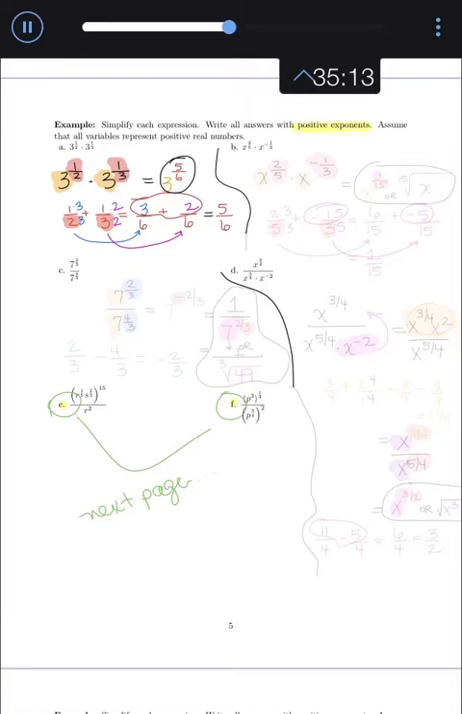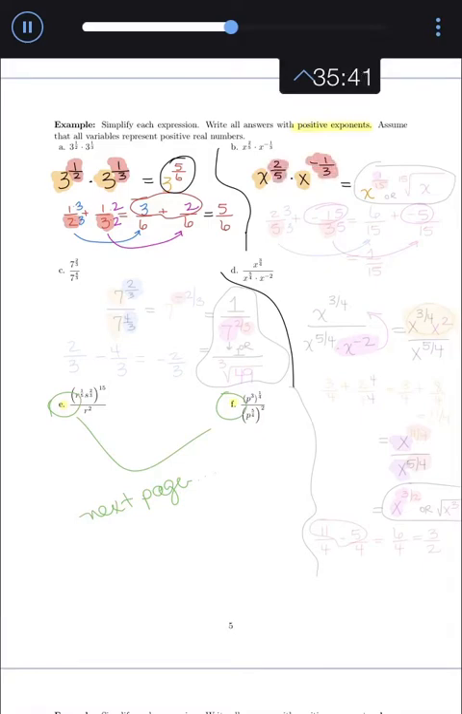Let's look at another one. Let's look at problem B. On B, we have x to the 2/5 times x to the negative 1/3. Again, notice that the bases are the same, that they're both an x. So when we multiply, the base will still stay the same. It will stay as an x. Again, the question becomes the same one that we had in the last problem.